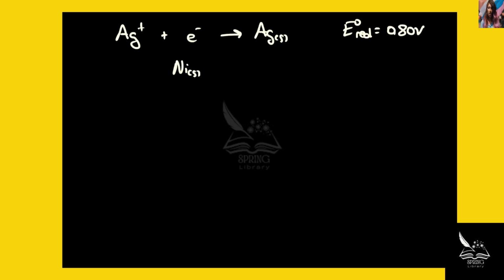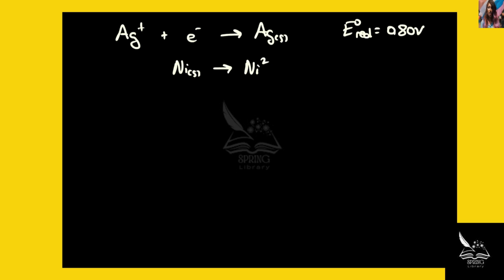For the following galvanic cell, let's calculate the concentrations of Ag+ and Ni2+ once the cell is dead. Let's start with our redox reaction here. Ag+ plus an electron produces Ag solid. The E° reduction here is 0.80 volts.